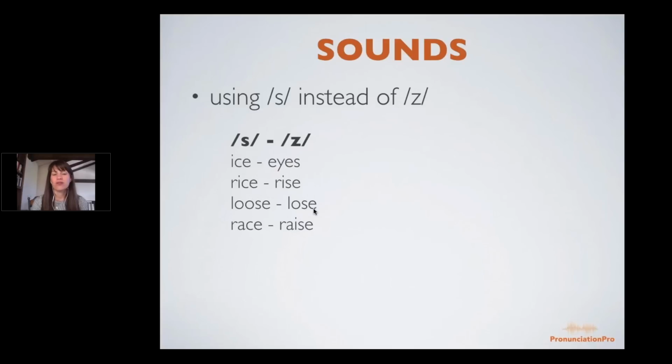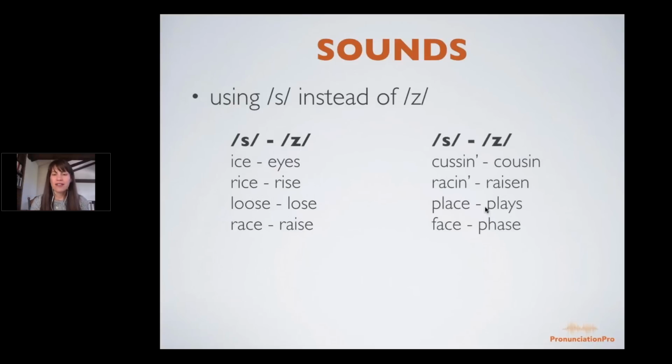Loose. Lose. This one? Race. Raise. Good. Raise the flag. Raise your hand. So if I'm saying race your hand versus raise your hand, we have two different meanings there, okay? Okay. All right. Here's some other examples.